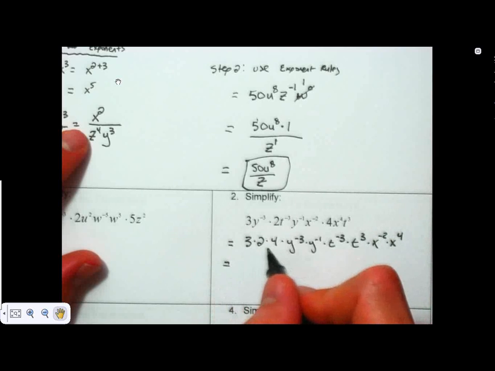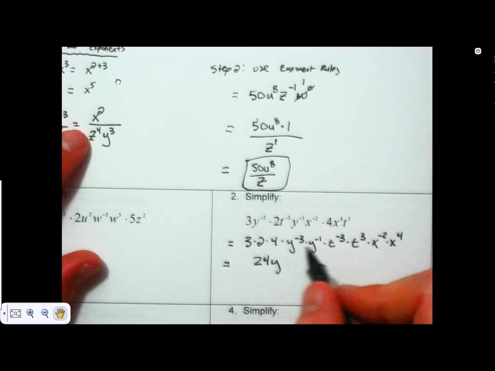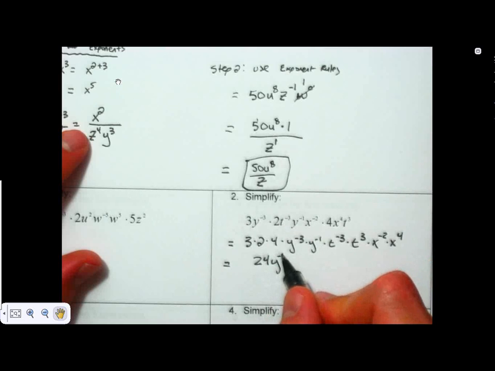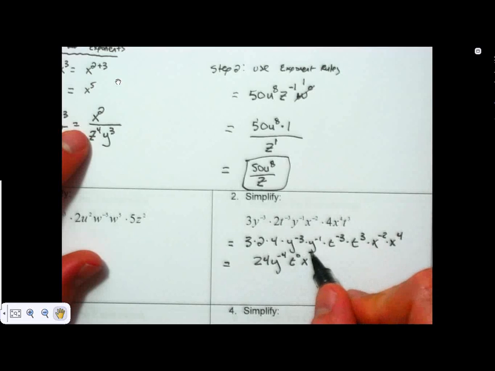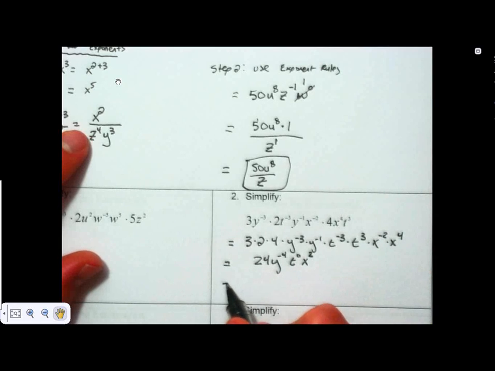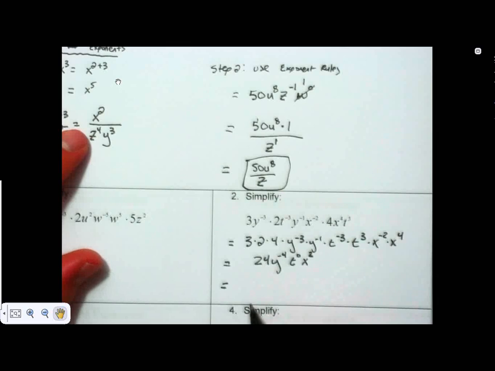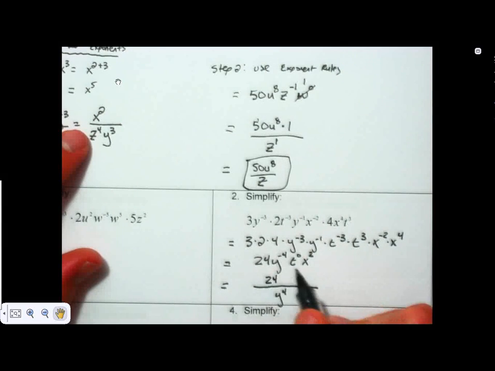Now if I multiply my numbers together, I get 24. And then multiplying my like bases, -3 plus -1 is y to the -4th. I've got t to the 0, -3 plus 3 is 0. And then -2 plus 4 is +2, so I've got x to the +2 power. Okay, if I take care of my negative exponents, this y to the -4th is going to jump to the bottom and become y to the 4th. Everything else is going to stay right where it is.